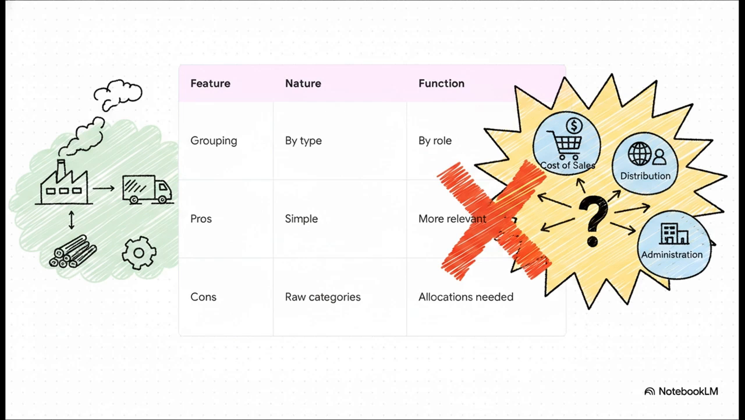The function approach, on the other hand, groups expenses by their role: cost of sales, distribution, administration. Now, the function approach might actually be a lot more relevant to investors who are trying to understand your margins, but, and this is a really big but, it requires management to make arbitrary allocations. Deciding exactly how much of the corporate electricity bill goes to distribution versus administration involves a ton of judgment, and that introduces subjectivity right into the very heart of your expenses.